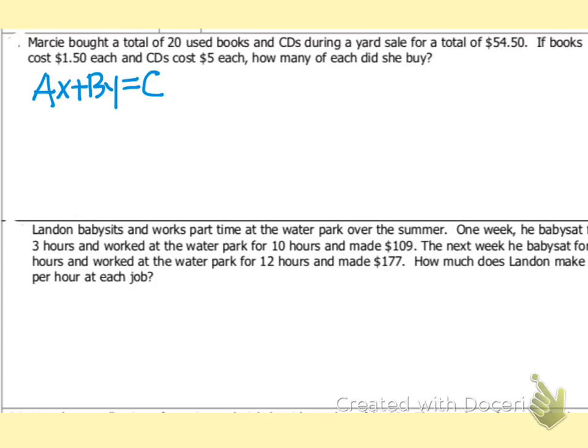So Marcy bought a total of 20 used books and CDs during a yard sale for a total of $54.50. If books cost $1.50 each and CDs cost $5, how many of each did she buy? So instead of there being a cost and then a certain number of items, there are 2 different items we're buying. Let's call them B for books, and C for CDs. Instead of having 2 companies that we're comparing, we just have 2 facts that we've got to write using these two variables.